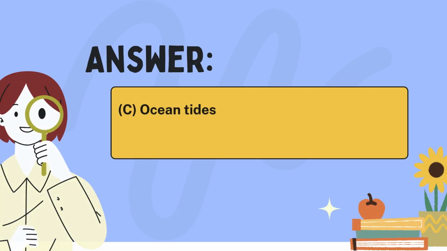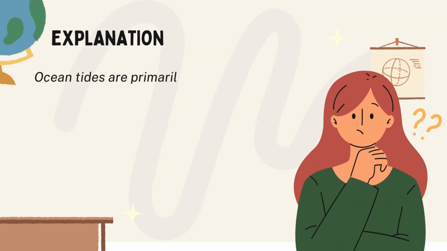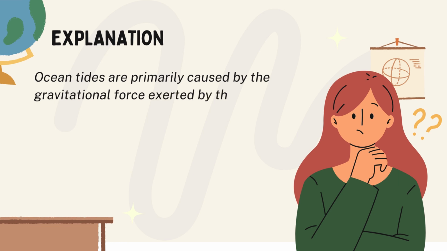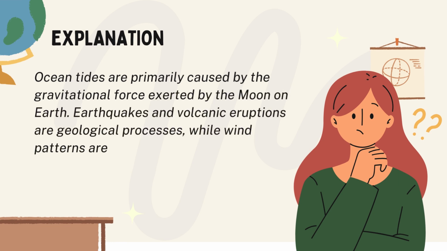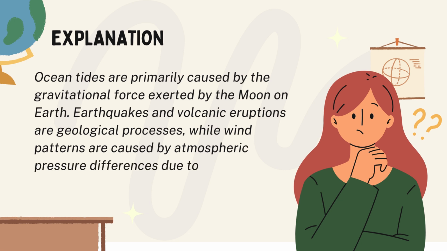Answer: C, ocean tides. Ocean tides are primarily caused by the gravitational force exerted by the Moon on Earth. The Moon's gravity pulls on Earth's oceans, creating bulges of water on both the side of Earth closest to the Moon and the side furthest from it, resulting in the high and low tides. Earthquakes and volcanic eruptions are geological processes, while wind patterns are caused by atmospheric pressure differences due to solar heating.